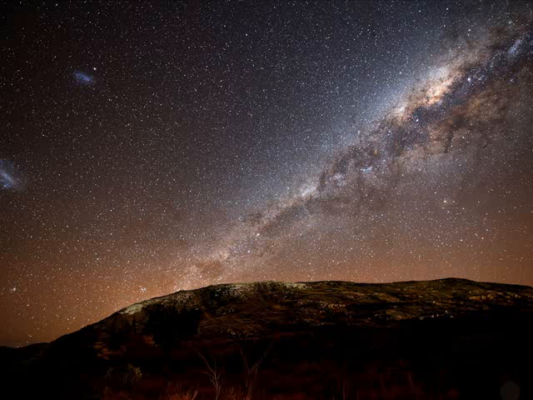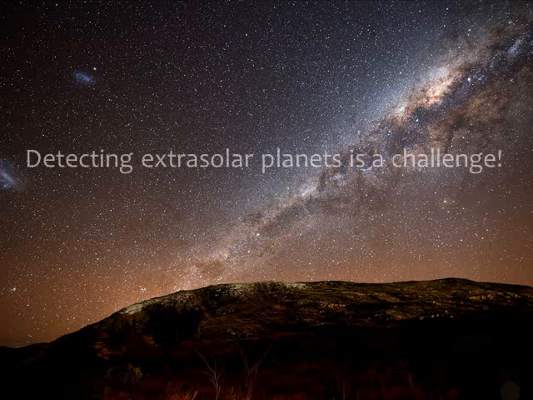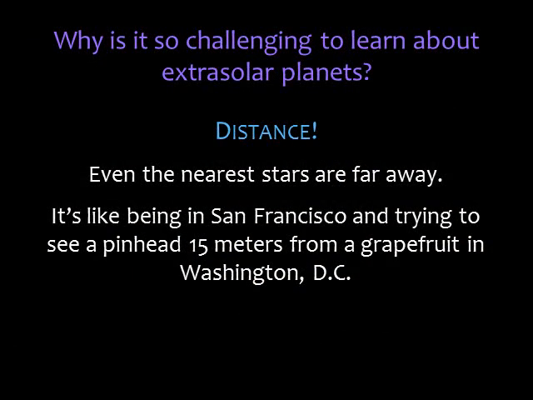But it wasn't until the 1990s that we began finding these planets. The simple reason being that detecting extrasolar planets is a technical challenge. Why the difficulty? Well, first, the stars are very far away. Even if we are looking around the nearest stars, it's like being in San Francisco and trying to see a pinhead 15 meters from a grapefruit in Washington, D.C.